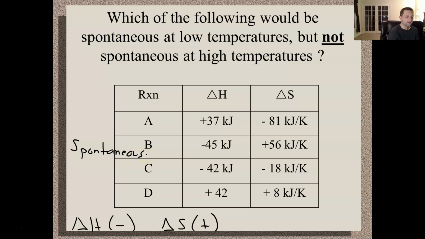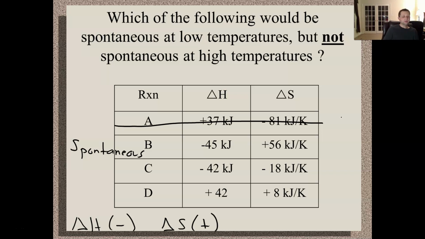Okay, which one won't be spontaneous at all, no matter what? So if something has no chance of being spontaneous in the forward direction, we need a positive delta H and a negative delta S. That looks like letter A. All right. So letter A has no chance of being spontaneous no matter what temperature you're at. So we're down to C and D.